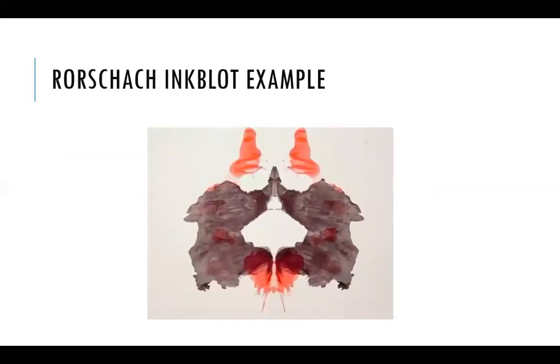So a couple of examples here. Here's one of the ink blots that's commonly used. Again, remember you're looking for what location does the client focus in on, what determinant, were they focused more on the red color over the black color, what was the content of what they described here, and then how popular was that content that they described.